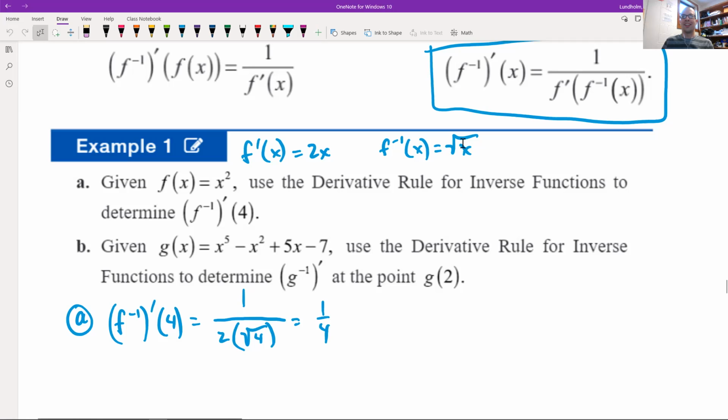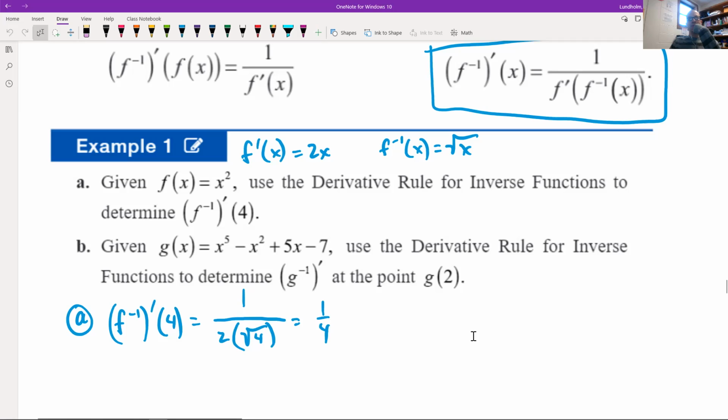Yeah, it would have been pretty easy to find the inverse function and then take the derivative. You'd get the same thing. But the function won't always be this nice and simple. And for part B, we would use this other form because we are determining the derivative of this at the point g of 2 as an input.